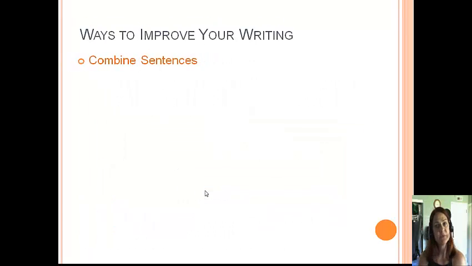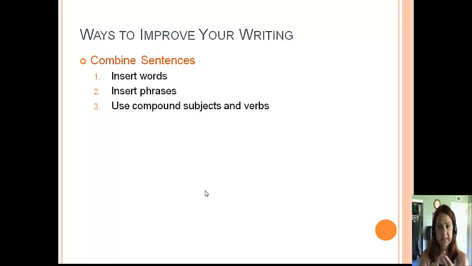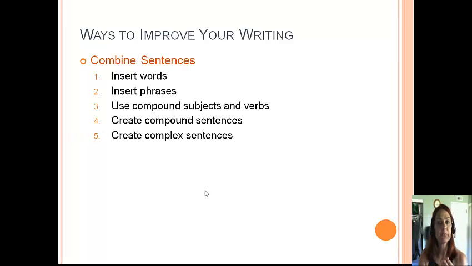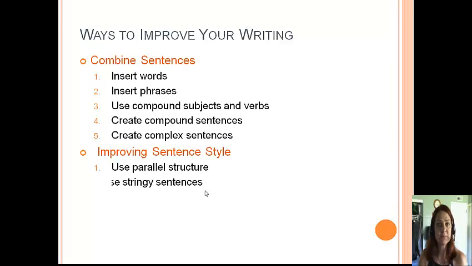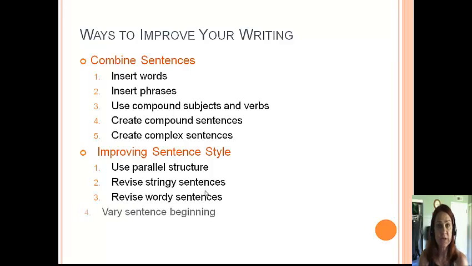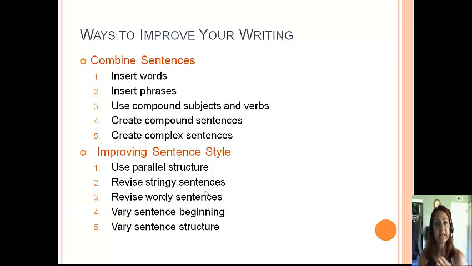So, ways to improve your writing that we've looked at is first combining sentences by inserting words, inserting phrases, using compound subjects and compound words, creating compound sentences, and creating complex sentences. Then ways to improve your sentence style are using parallel structure, revising stringy sentences, revising wordy sentences, varying your sentence beginnings, and varying your sentence structure.